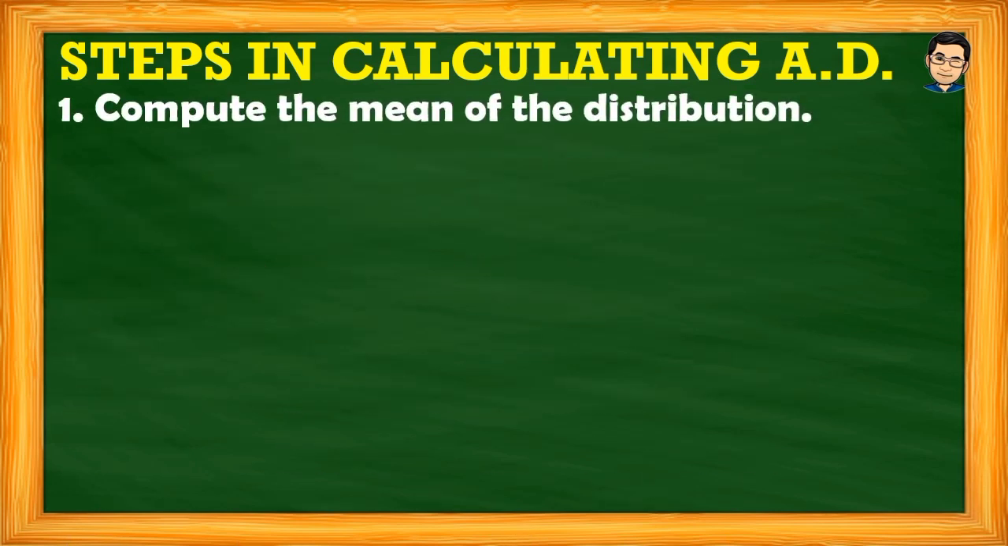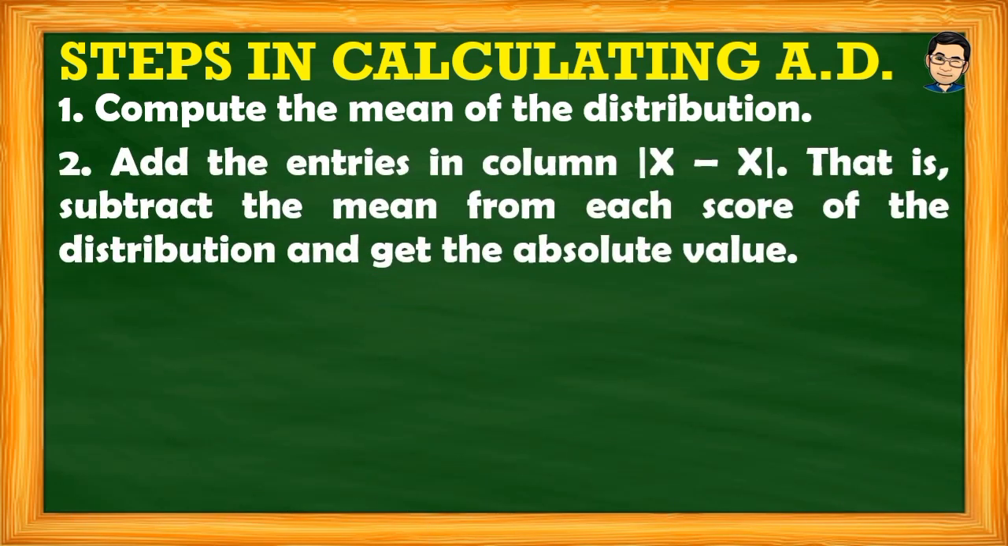So, yung unang step natin, compute the mean of the distribution. Syempre, we're talking about average deviation, kaya mahalaga po na i-calculate muna natin yung mean, yung average. Hindi kasi natin malalaman kung gaano kalapit or kalayo yung mga scores kung wala tayong mean. And then, add the entries in column of the absolute value difference of the score, individual score, and the mean. Okay, so ang gagamitin natin dito is yung naka-table para mas organized yung tignan. Okay, so that is subtract the mean from each score of the distribution and get the absolute value.